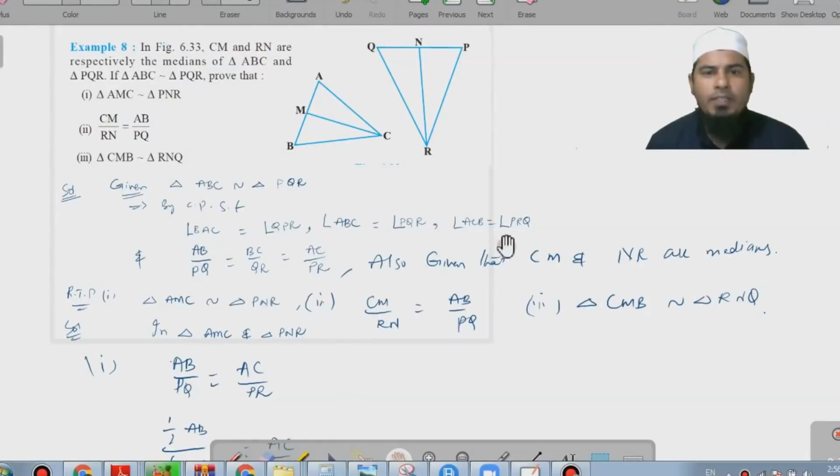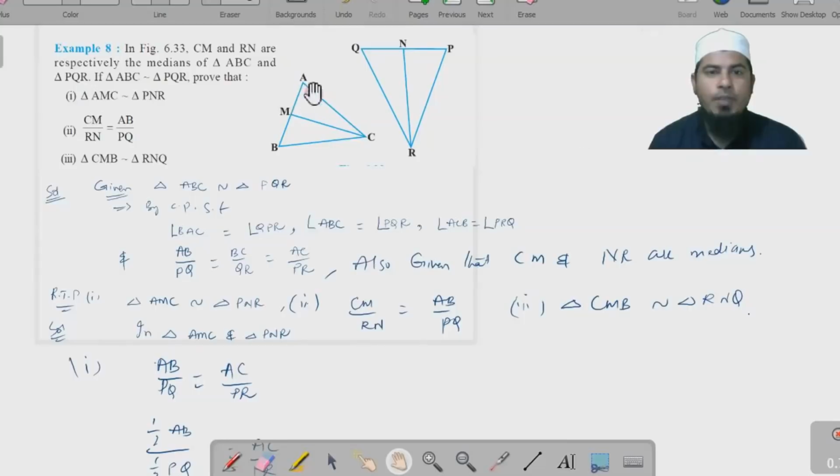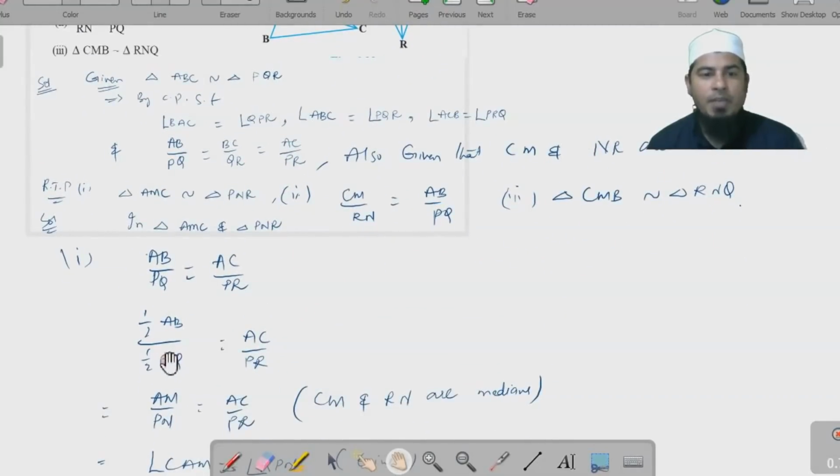Now, what is given? Triangle ABC is similar to triangle PQR. When the two triangles are similar, by CPST we can write the corresponding angles are equal and corresponding sides are in the same ratio. Also given that CM and RN are medians. Now we are proving the first part of this question. In triangle AMC, triangle AMC is similar to triangle PNR. So we keenly observe that the SAS similarity criterion will work. As given, the ratio AB by PQ is equal to AC by PR, half AB will be equal to half PQ. Whenever medians are given, this ratio will work.